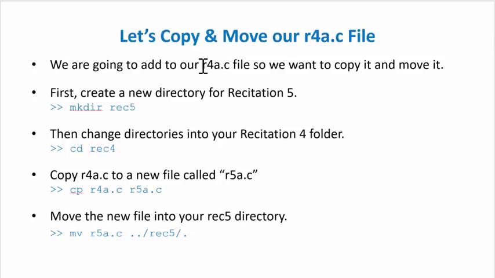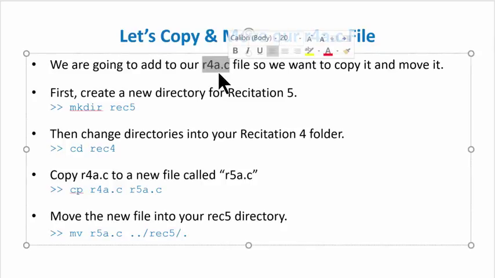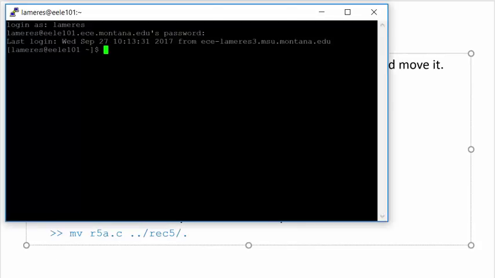So I'm going to take this file and copy it to another file, and I want to name it r5a. Then I want to move it into a recitation 5 directory. We haven't done a move yet, I don't believe, in SSH.